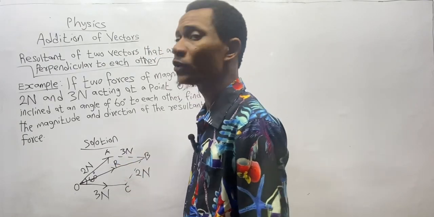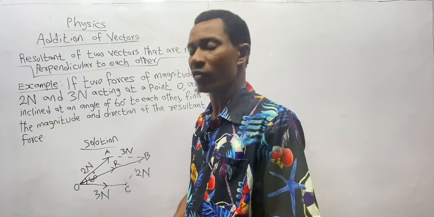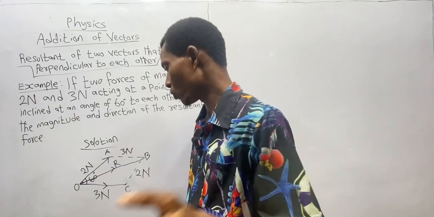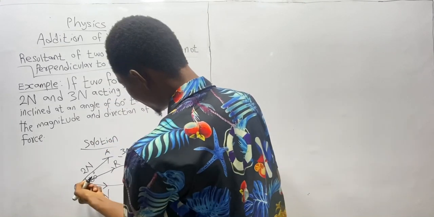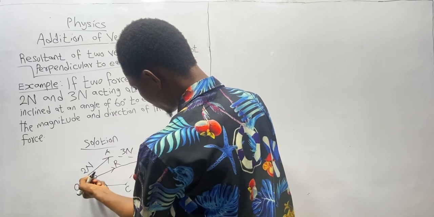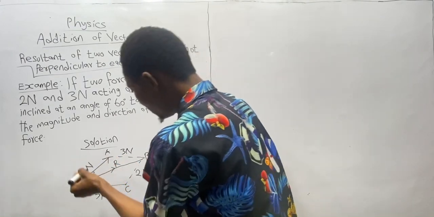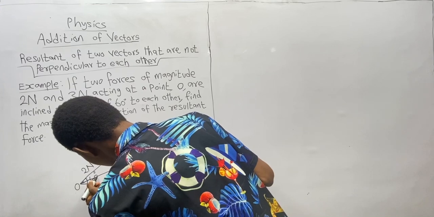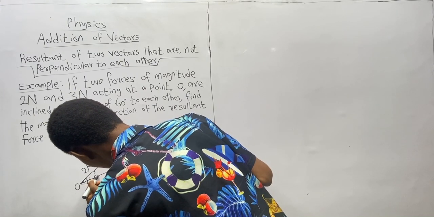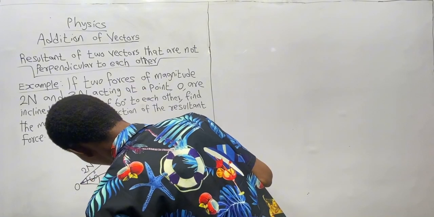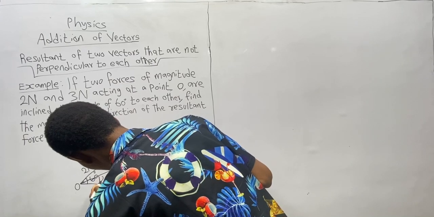So this arrow stands for the magnitude of the resultant force. Now, how do we get the direction of the resultant force? The direction of the resultant force is the angle that this diagonal, which is the magnitude of the resultant force, makes with the horizontal. And let's call it alpha.